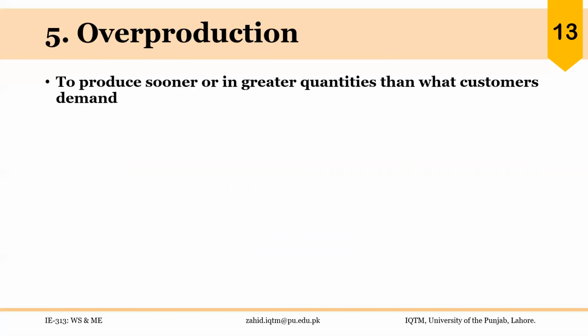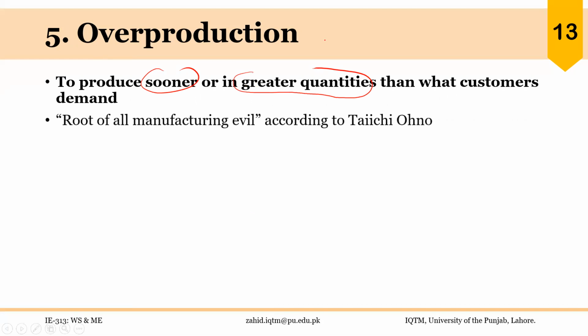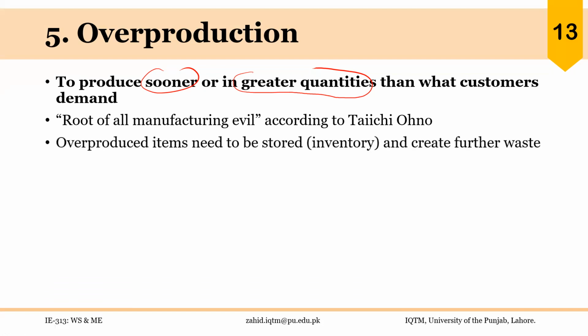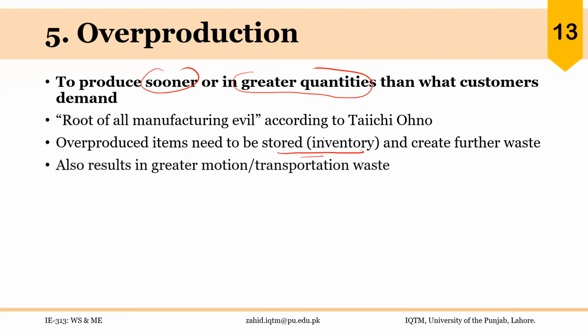The fifth waste is overproduction: to produce sooner or in greater quantities than what the customer demands. Some people say that this is the root of all manufacturing evil, according to Ohno, one of the lean gurus. Overproduction is the major cause of problems in a manufacturing organization because it creates other waste. Overproduced items need to be stored, so that creates inventory. Also, overproduction results in greater motions and greater transportation. So that is sometimes called the mother of all waste.